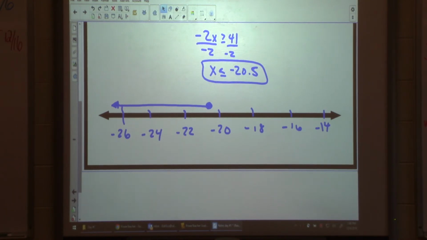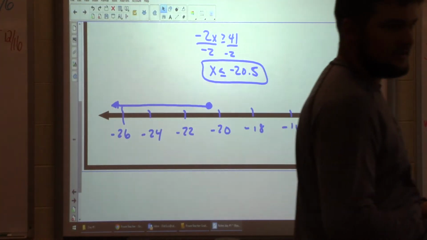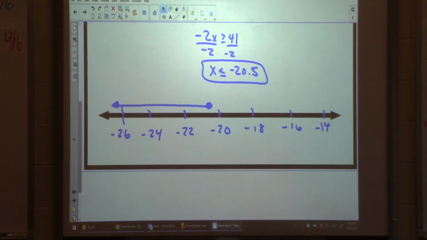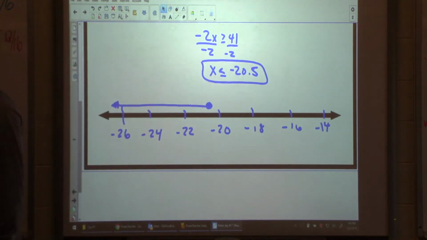Hey, notice, why is it less than or equal to negative 2.5? Shout. Why is it less than or equal to? Julia. Because you divided by a negative. Hey guys, listen, Julia's trying to tell you something really important. Julia, can you please say it a little bit louder so we can hear you up front? Yeah, you divided by a negative. So we divided by a negative, which means we had to flip our sign. That's why it becomes less than or equal to negative 20.5.